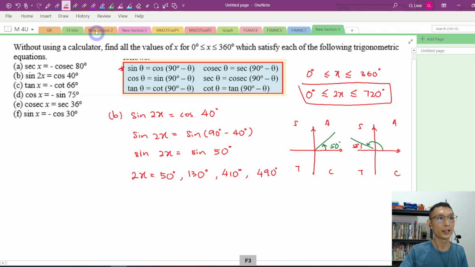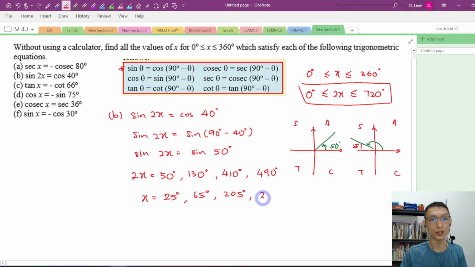Okay, so this is 2x, but the question is asking you to find x, right? So what I'm going to do next is to divide all these numbers by 2. So this we will get 25 degree, and this we will get 65 degree. Okay, this 490 divided by 2. Okay, let me check my answer. Is that correct? Okay, correct. So this is a way how we solve this type of question without using calculator.